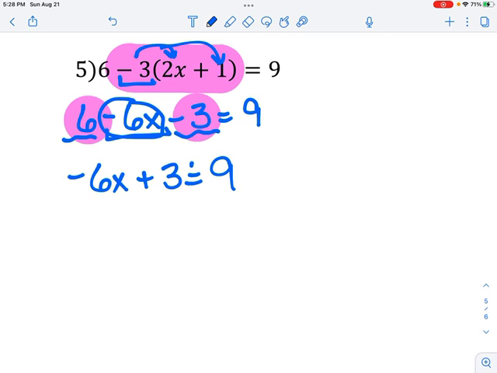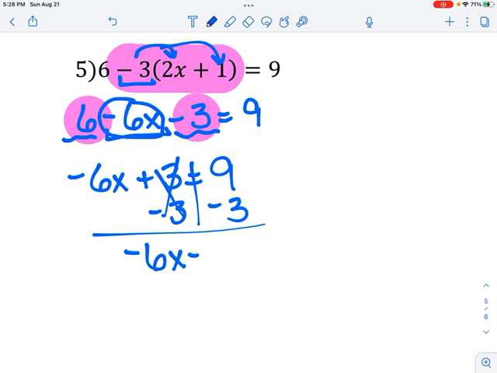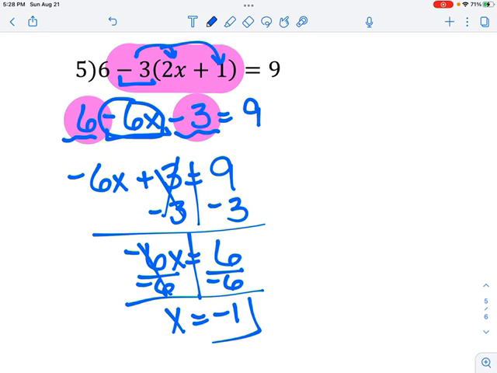left. At that point now, the 3 is the least connected, so I'm going to subtract 3 from both sides, and I end up with negative 6x equals 6. Now, we divide by a negative 6, and that's going to leave me with x equals negative 1.